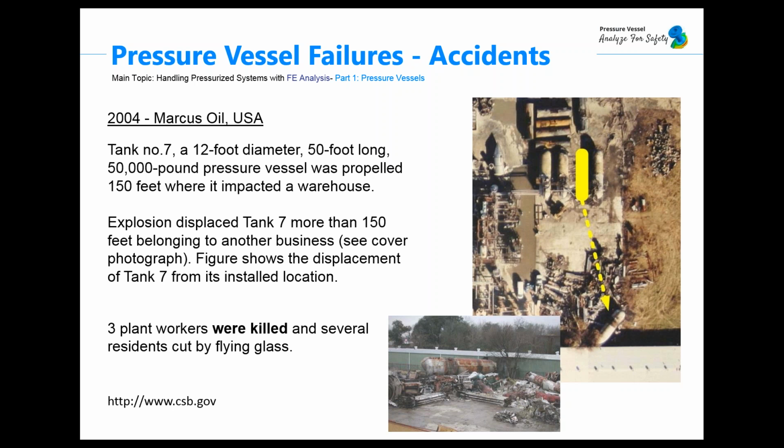As you see, the dimensions were 12 feet in diameter, 50 feet long, and the weight of the pressure vessel was about 50,000 pounds, which is almost 23,000 kilograms. So the explosion threw heavy fragments into the community, which damaged neighboring buildings like a church, for example. It damaged car windows, and this happened due to improper modification and faulty welds of the vessel.